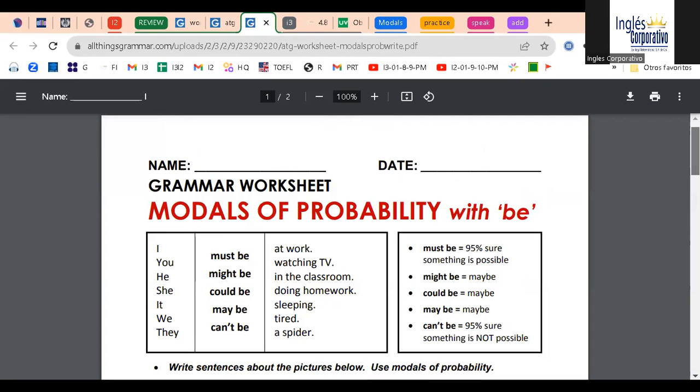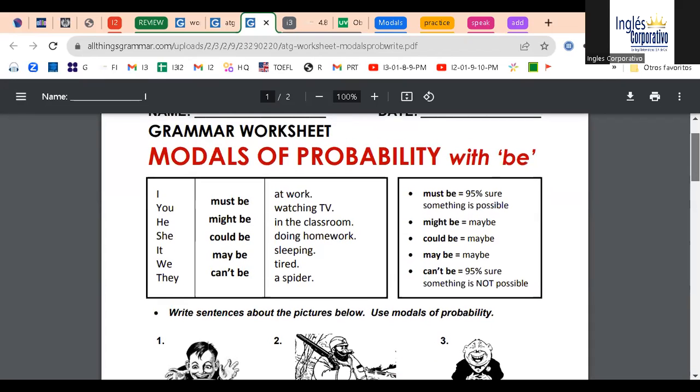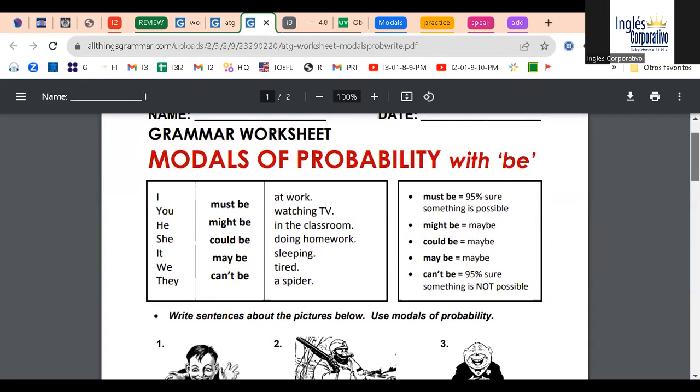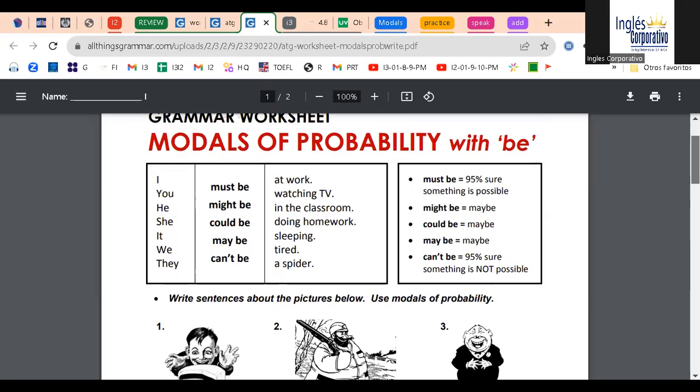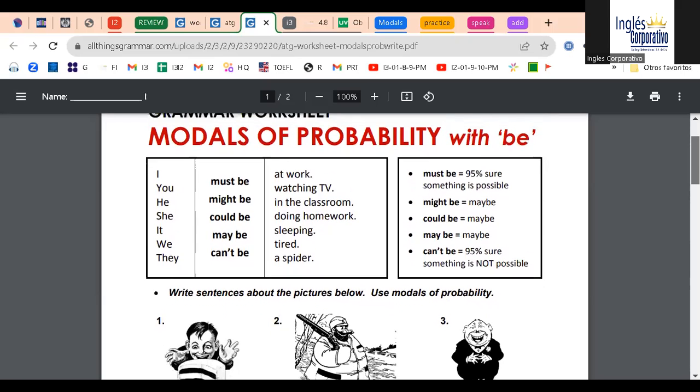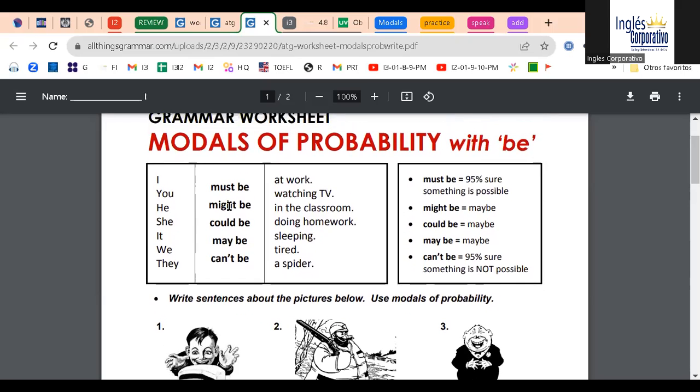Okay, so this is in the present, the same in the present. And now you're going to try to give me some descriptions. In the present, I must be at work. You might be watching TV. He could be doing homework. She may be sleeping. It can be spider. We can be tired. They could be doing homework again.